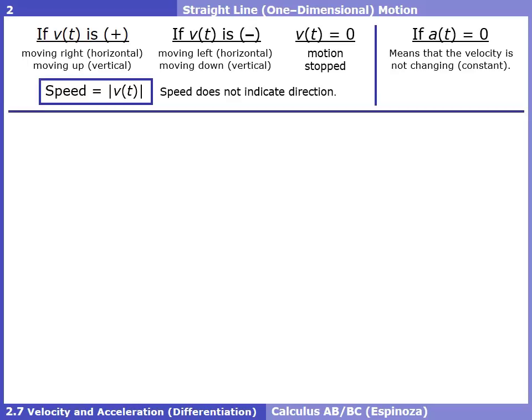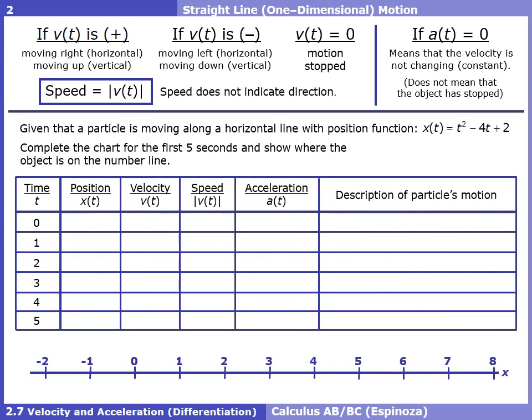The last thing we need to realize, and I think it's kind of one of the easier concepts to not understand fully, is what if acceleration is 0? All that means is that velocity is not changing. It does not mean the object has stopped. If velocity is 0, we know the object has stopped. But if acceleration is 0, all that means is that we're moving at a constant velocity.